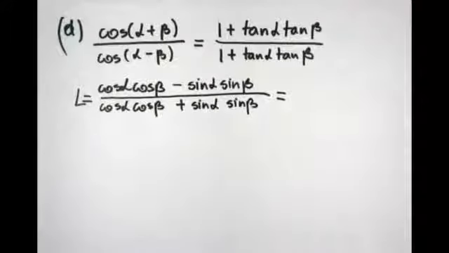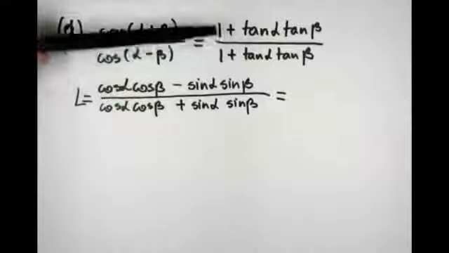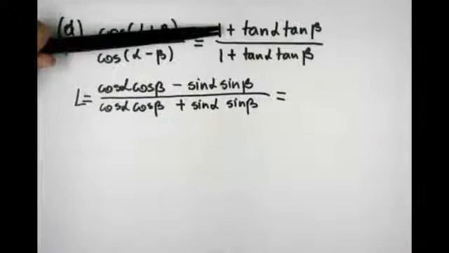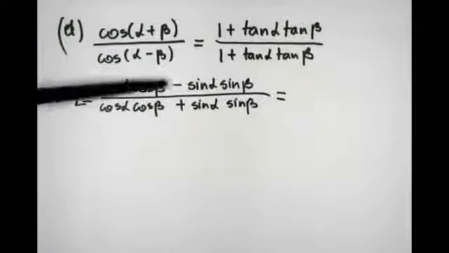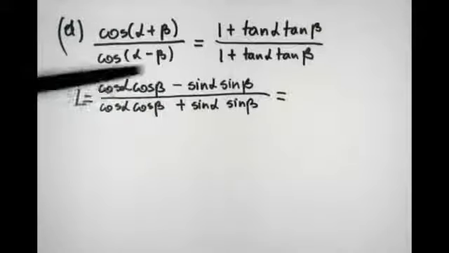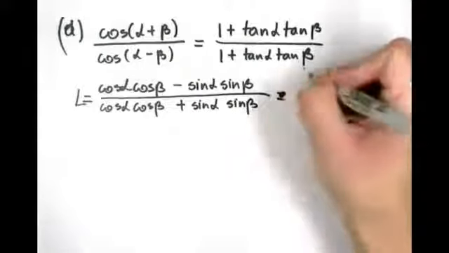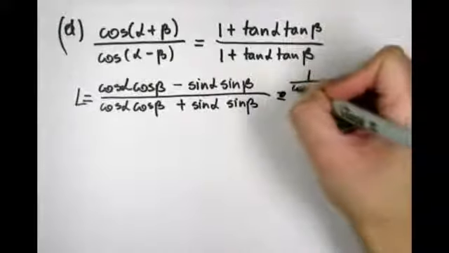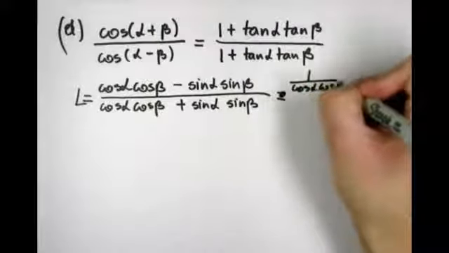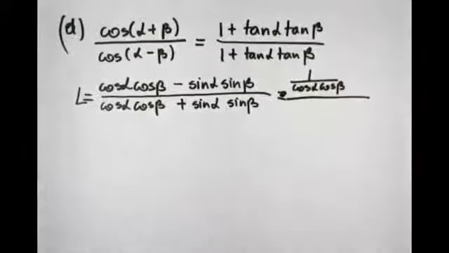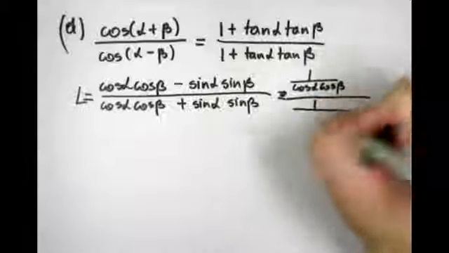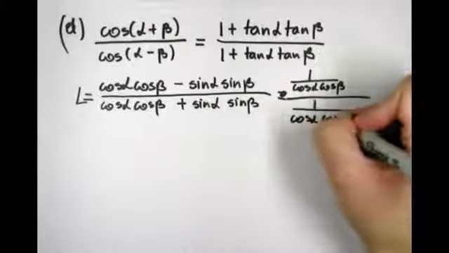But then we need to look at what we need to get. I have 1 in the first position. How do I get 1 in the first position? If I divide by cos alpha cos beta. So what we can do is multiply by 1 over cos alpha cos beta, and whatever I do on the top, I need to do on the bottom: 1 over cos alpha cos beta.